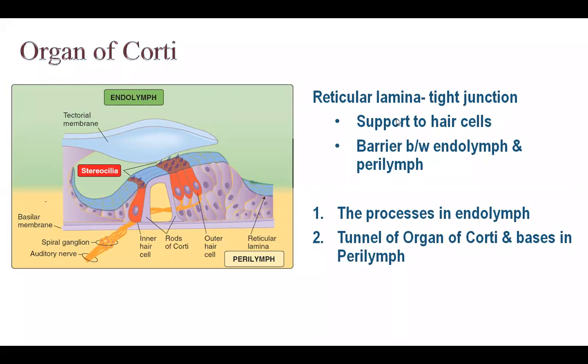Coming to the reticular lamina. They form the tight junction which separates endolymph and perilymph. They also give support to the hair cells. Because of this separation, the processes of the hair cells are dipped in endolymph, whereas the tunnel of the organ of Corti and the bases of the hair cells are dipped in perilymph.